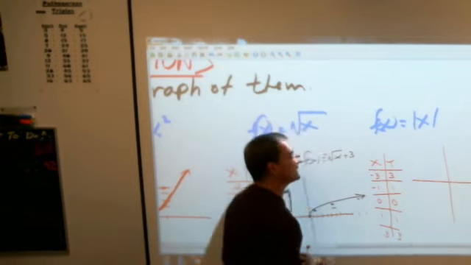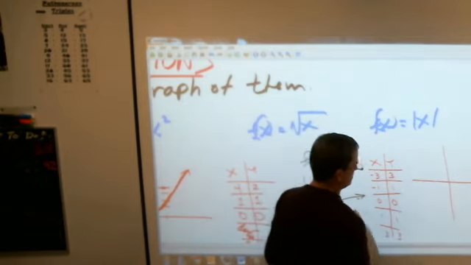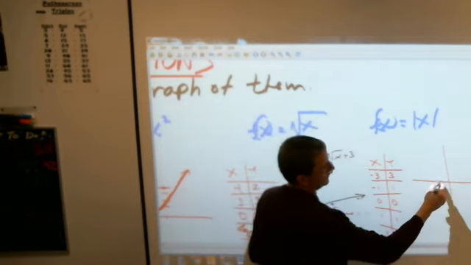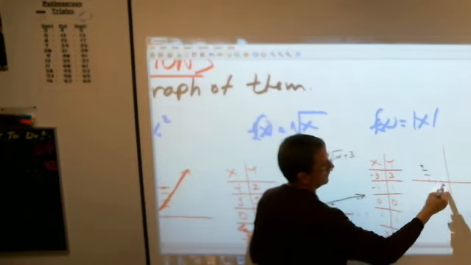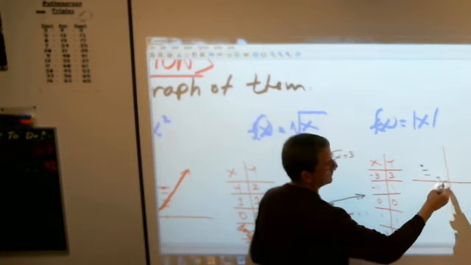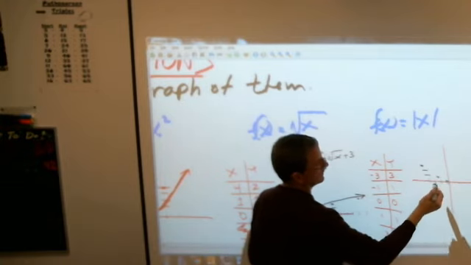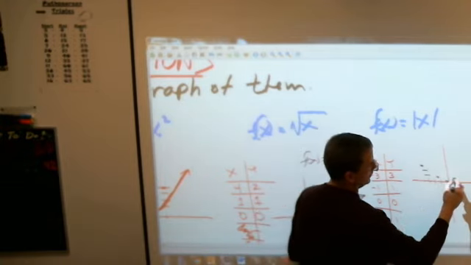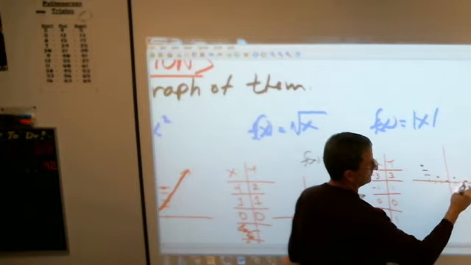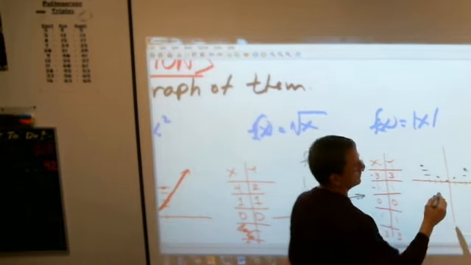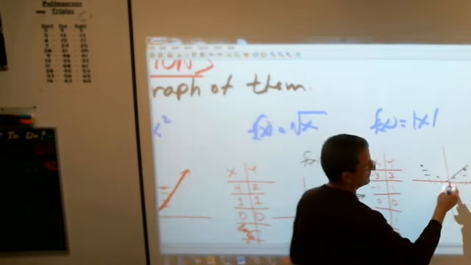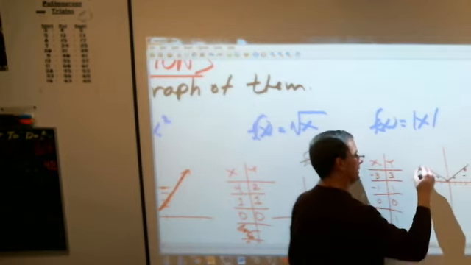This is going to be super exciting. I can't hardly stand it. -3, 3, -1, 1, 0, 0. I goofed up a little on that one. 1, 1. This is what your graph should look like. It is a pointy shaped thing.